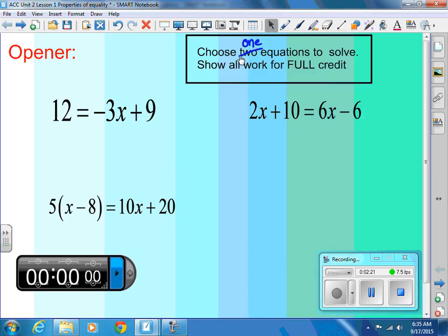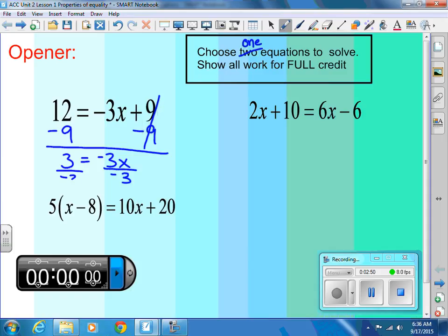Great. So let's take a minute. Let's go over these really quickly. I noticed in this first one that 9 is being added to x and -3 is being multiplied. Remember, we're going to do reverse PEMDAS. So we're going to subtract 9 on both sides of the equation first. Subtracting it on both sides keeps it balanced. So we're left with 3 equals -3x. If x is being multiplied by -3, I need to divide by doing the inverse. So divide by -3 on both sides, and x equals -1.